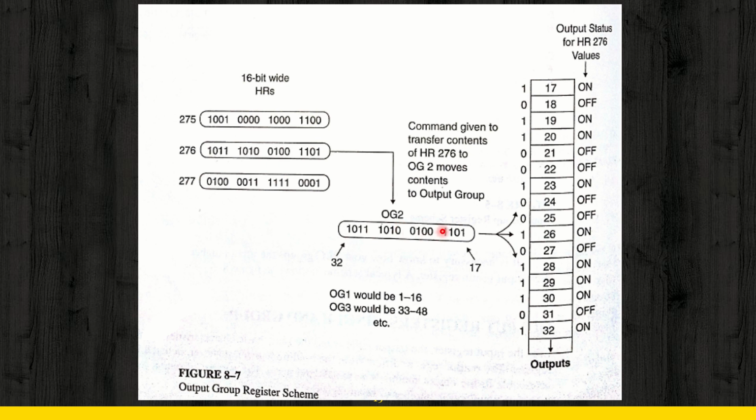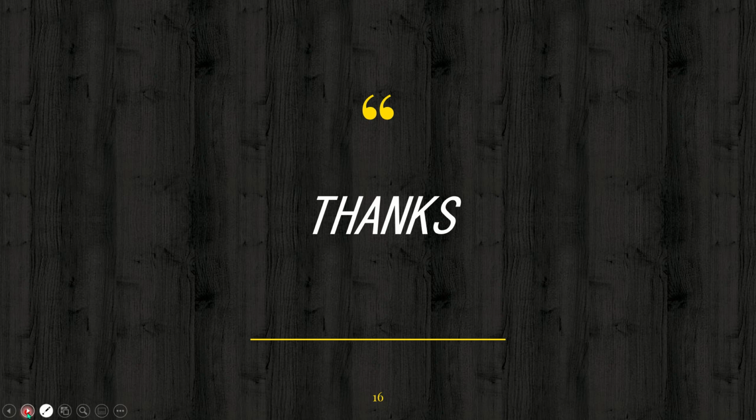And finally the contents of the output group register will be reflected onto the output terminal. So whatever the contents of the holding register is, you are getting that content directly in the output terminal. However, there is no direct connection between the holding register and the output terminal. Definitely the via is the output group register. So that's all about the contents of register.